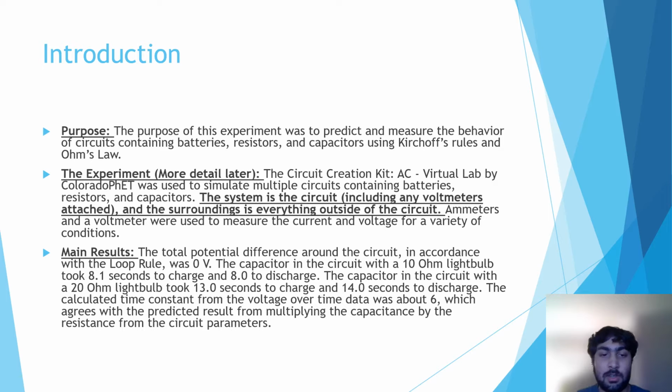Current, not circuit. Main results. The total potential difference around the circuit, in accordance with the loop rule, was 0 volts. The capacitor in the circuit with the 10 ohm light bulb took 8.1 seconds to charge and 8.0 to discharge. The capacitor in the circuit with a 20 ohm light bulb took 13 seconds to charge and 14 seconds to discharge. The calculated time constant from the voltage over time data was about 6, which agrees with the predicted result from multiplying the capacitance by the resistance from the circuit parameters.